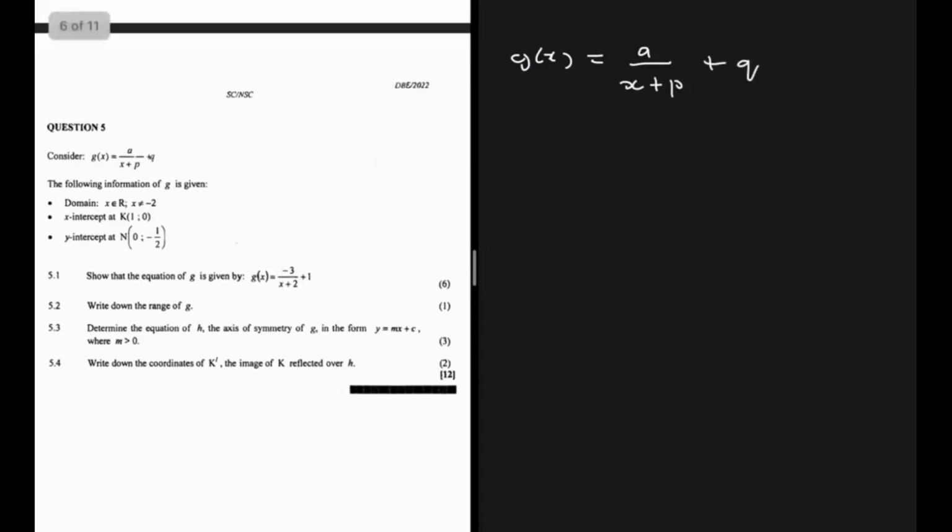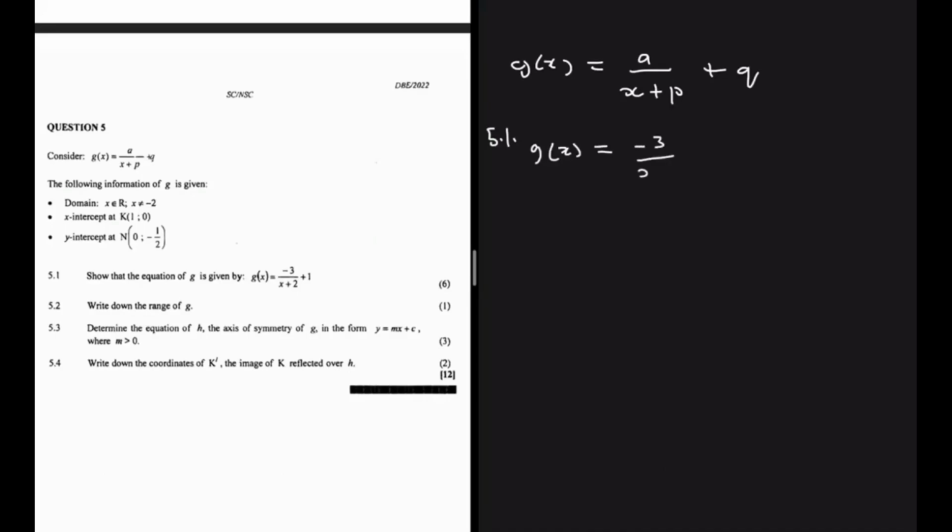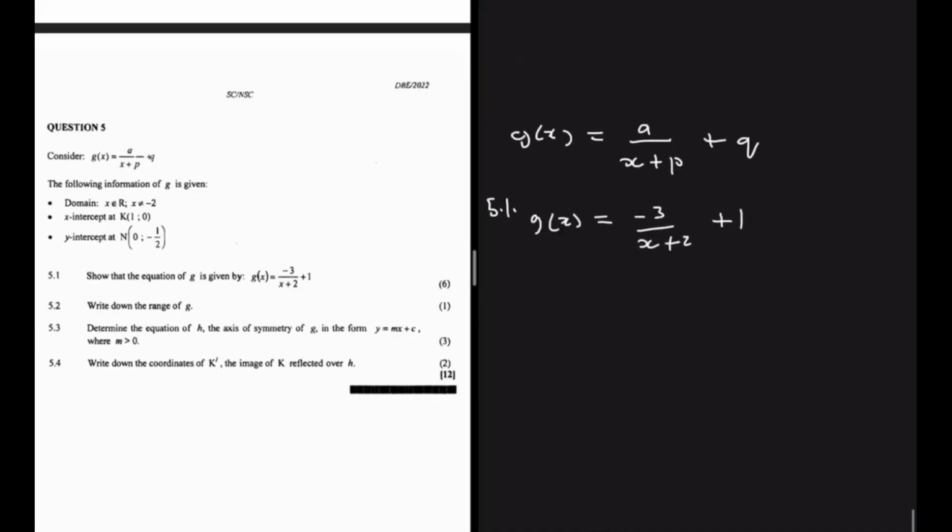So question 5, May/June 2022. It is saying that g of x is equal to a divided by x plus p, plus q, right? And then we are told that the domain is an element of any real number except minus 2, and we're given the x-intercept and the y-intercept. And then 5.1 says show that the equation of g is given by g of x equals minus 3 divided by x plus 2, plus 1.